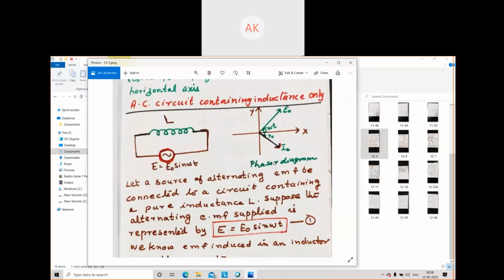Amaldeep, what is inductive reactance? Amaldeep. Amaldeep is not answering. Others. Others. Vishag. Where is Vishag? Vishag also not answering. Namrata is there? Namrata?